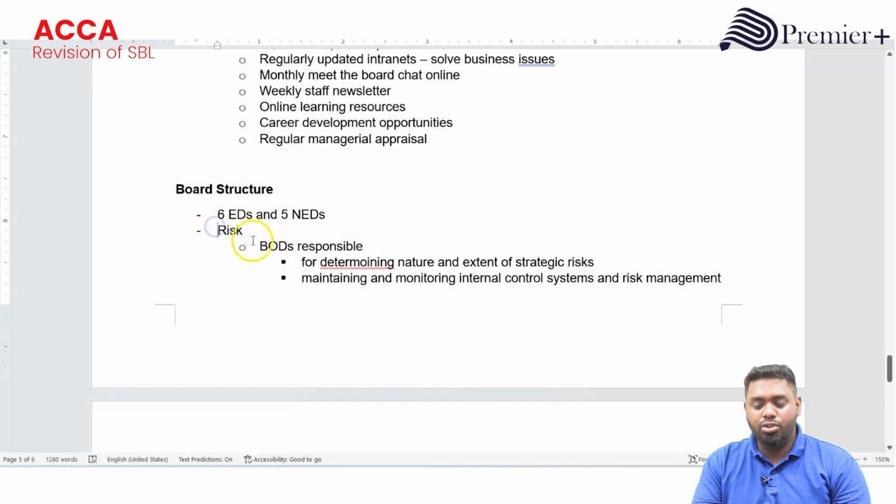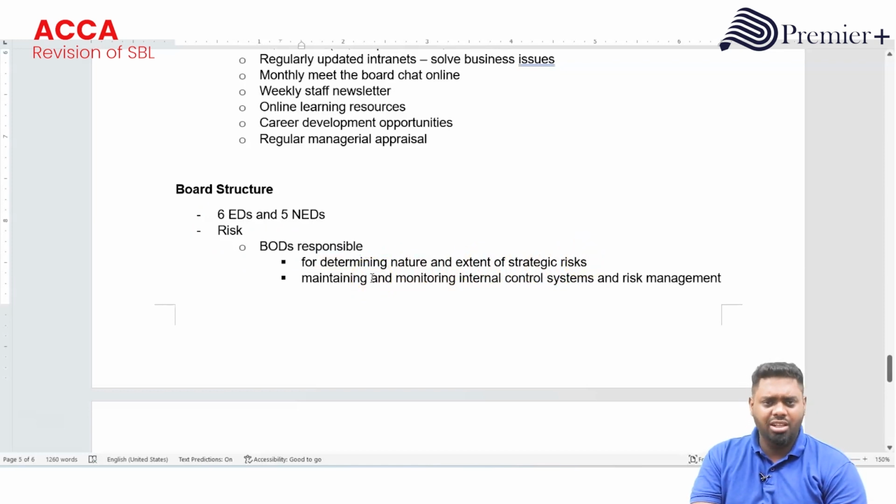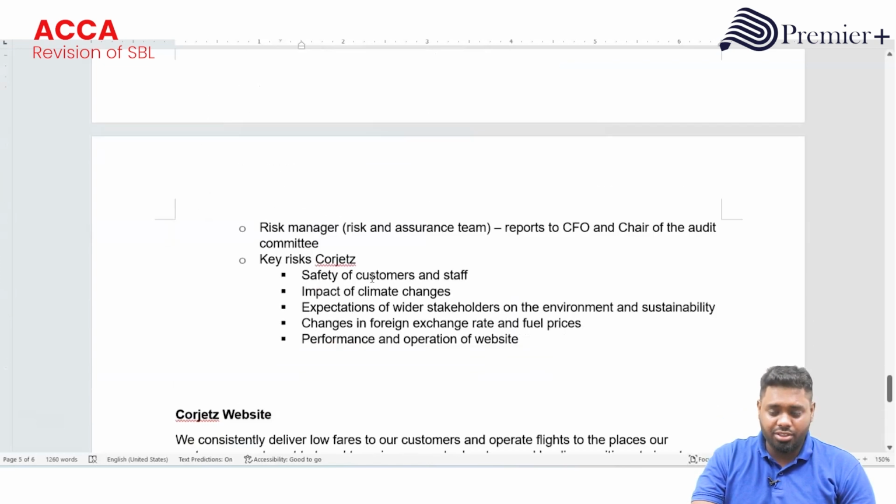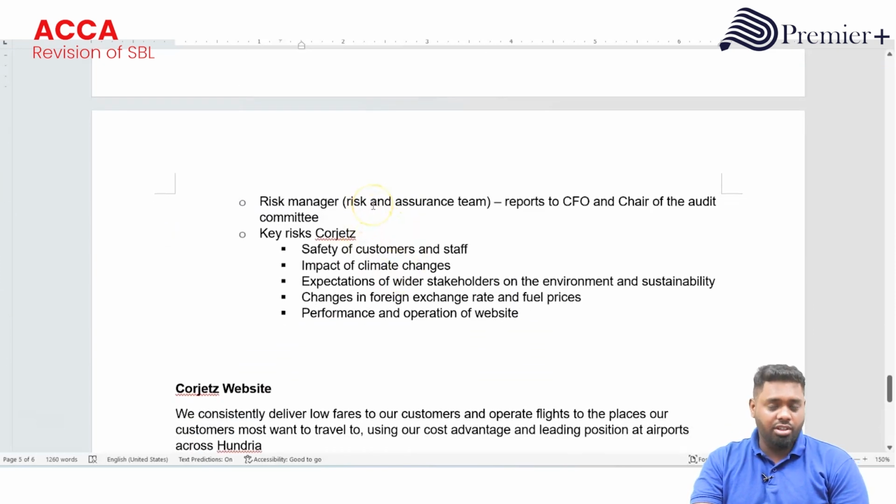In terms of risk, the board of directors are responsible for determining the nature and extent of strategic risks and maintaining and monitoring internal controls and risk management. Yes, they have the final responsibility. However, these tasks are basically delegated to relevant committees. There is a position called risk manager in the organization who heads the risk and assurance team. They report to the CFO, Chief Financial Officer, and the chair of the audit committee. So here there's a problem in reporting to the CFO directly, but reporting to the chair of the audit committee is fine.